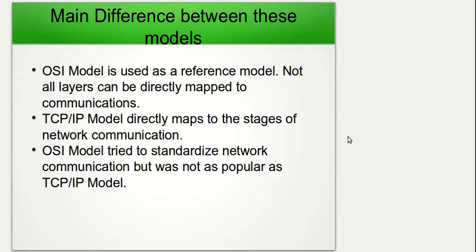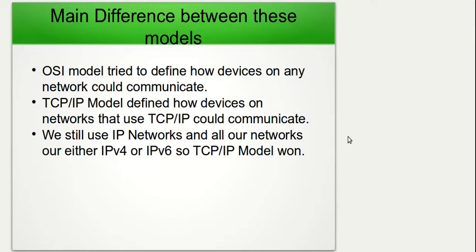But the OSI model is used more as a reference model and for learning. Because the OSI model goes into more detail, it allows you to better understand how network communication works, and essentially allows you to better understand the TCP/IP model as well. Like I said before, the OSI model tried to define how devices on any network could communicate, whether it be IP-based networks or IPX and so on and so forth. It tried to standardize communication. The TCP/IP model just said, this is how devices in IP or IP version 6 networks can communicate.